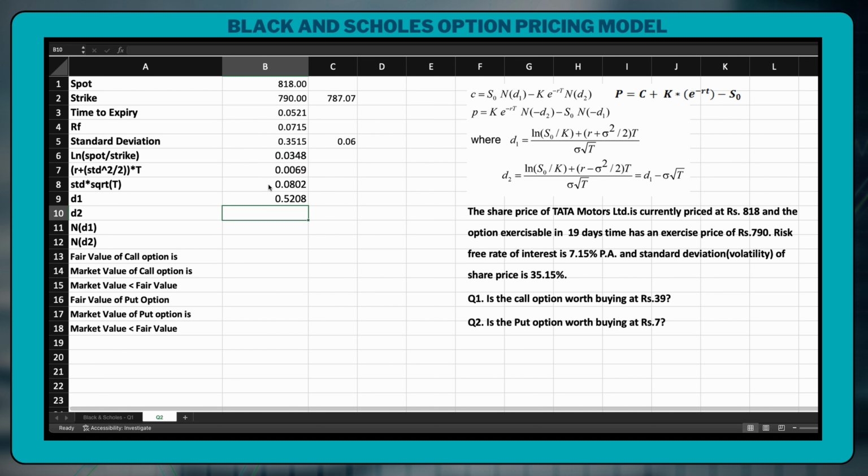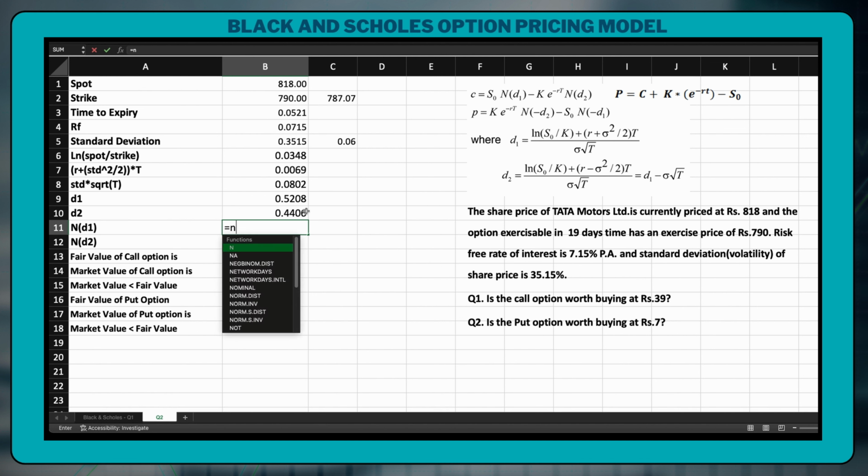Now, let us move on to D2, which is D1 minus standard deviation into square root of T. So, we get 0.4406. Let us move on to ND1. To get the Z value, we can use the NORMSDIST function in Excel. ND1 is 0.6987. Let us similarly find the ND2 value.